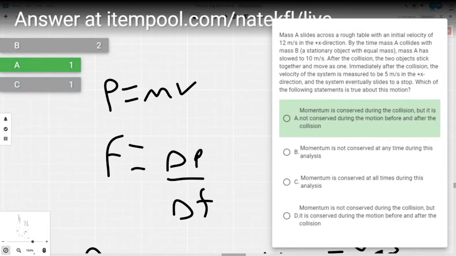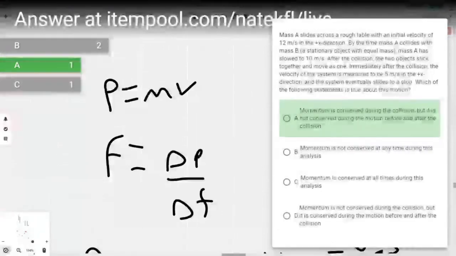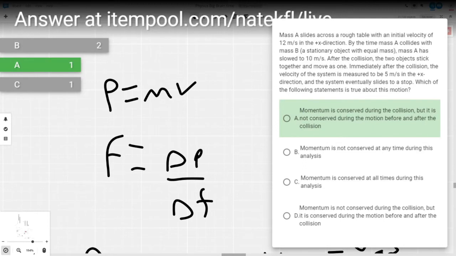Okay, so momentum is conserved during the collision, but is not conserved during the motion before and after the collision. So can anyone remind me what has to be true for momentum to be conserved? Mass stays the same, velocity stays the same. Not necessarily. Momentum is always conserved when there are no external forces acting on the system. That is the only requirement.